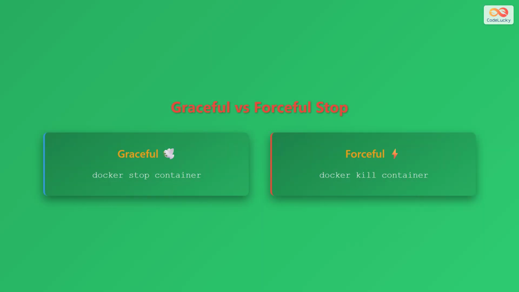Here's a comparison between a graceful stop and a forceful stop. A graceful stop, achieved with docker stop container, sends a signal to the container, allowing it to shut down in an orderly fashion. On the other hand, a forceful stop, achieved with docker kill container, immediately terminates the container without giving it a chance to clean up or save its state.